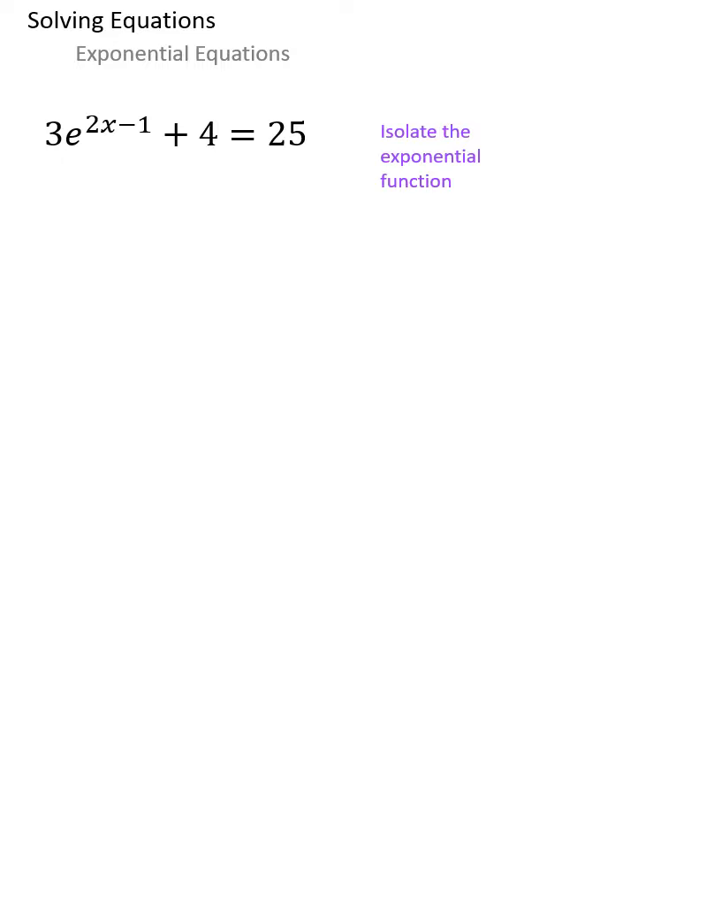Now it's worth noting here that this problem is not saying that we're raising 3e to some power. We're multiplying 3 by e raised to a power. Restated, my exponential function does not involve the 3 itself. So now what I want to do is isolate what you may see in red here as e to the 2x minus 1. Well, in order to isolate that, it makes sense to subtract 4 from both sides.